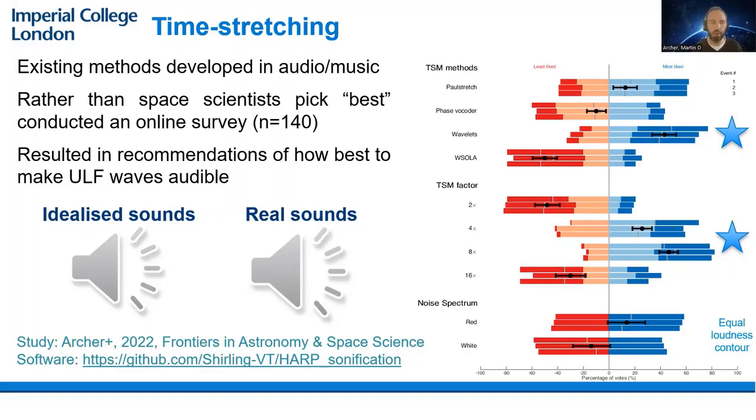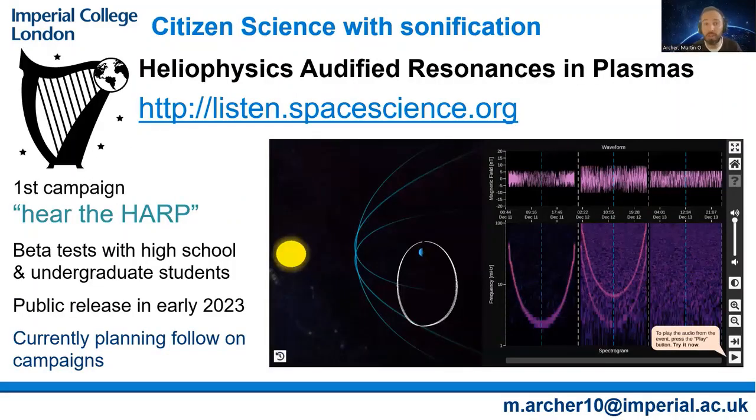If you want to know more exactly how it works, have a look at our study. You can even use our software as well to make your own sounds. One of the reasons why we're doing this is that we want to run really wide citizen science using this technique. So we have the HARP project, Heliophysics Audified Resonances in Plasmas, which we have been beta testing for about the last year and a half with high school students and undergraduate students in the US. We're coming up to the point where we're ready for our first campaign, which will be Hear the HARP.